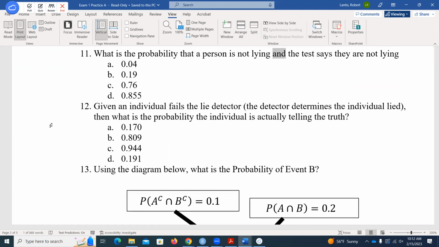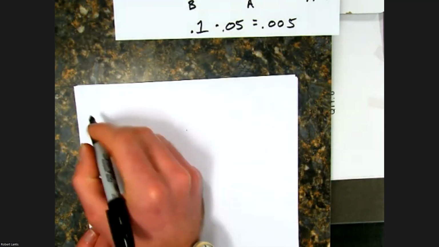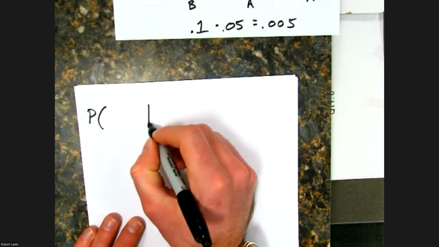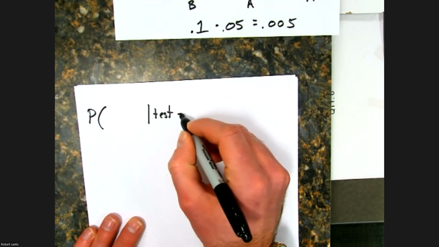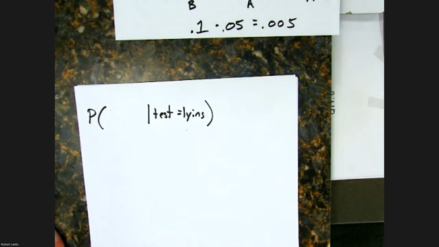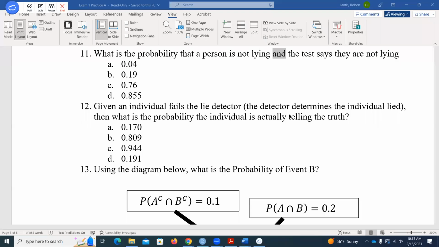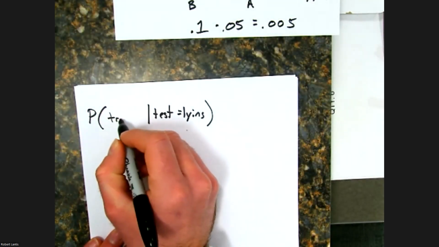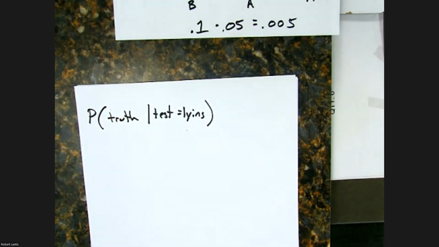So here we've got a conditional probability, right? Given the individual fails the lie detector test. So what are we looking for? We'll write that out. Given that someone fails the test and it shows that they're lying, if I remember right, then what is the probability they actually are telling the truth? So what's the probability the state of nature is that they're actually telling the truth?